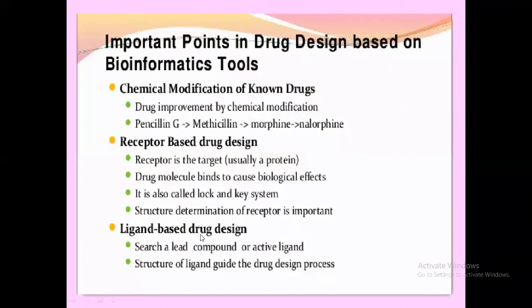The other approach is ligand-based drug design. Search for a lead compound, or active ligand, that is, the ligand is the lead compound. First search for the lead compound for a particular disease. Then the structure of that ligand, that lead compound, guides you for designing a drug. That is, the drug design process is based on the structure of the ligand. So this is the ligand-based drug design approach.